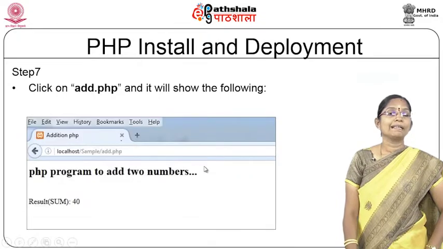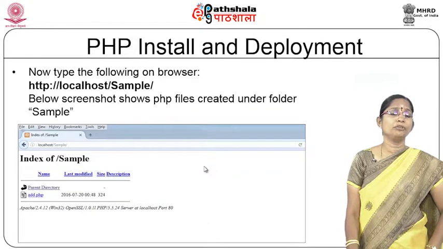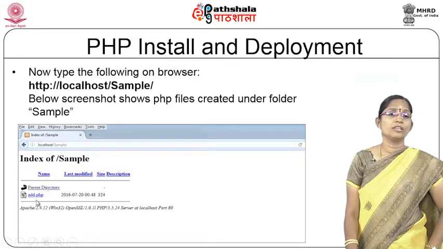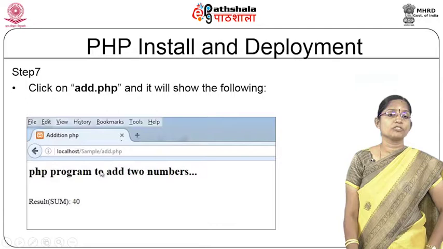Now you can click on add.php. In the earlier step, if you click on add.php, the results of the PHP will be displayed here. It says that this is a PHP program which is to add 2 numbers, and 20 plus 20, sum 40, has been displayed here. So this is the result of it. This is the way in which we can install and deploy PHP.